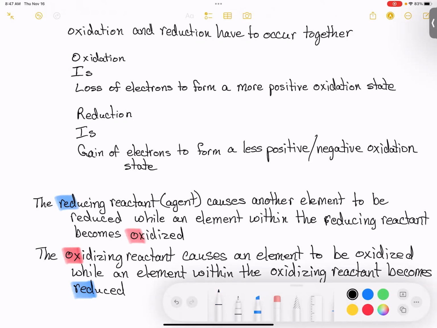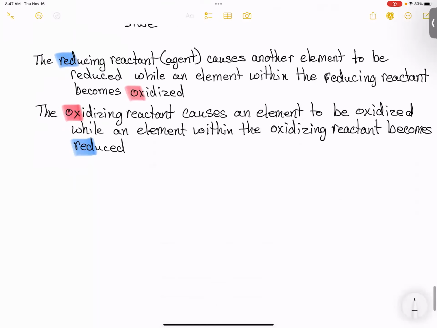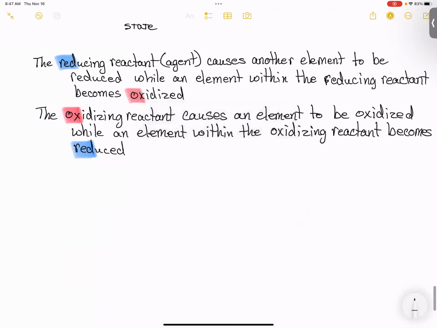So basically, folks, this hinges on you being able to identify the oxidation state so that you know what element is being oxidized and what element is being reduced, so that you can figure out who the oxidizing reactant is and who the reducing reactant is. So it all hinges on oxidation states.